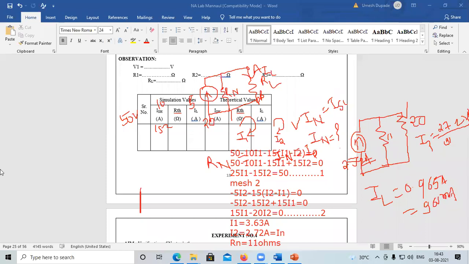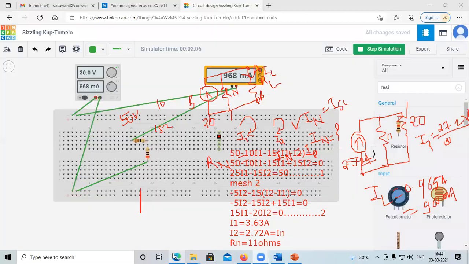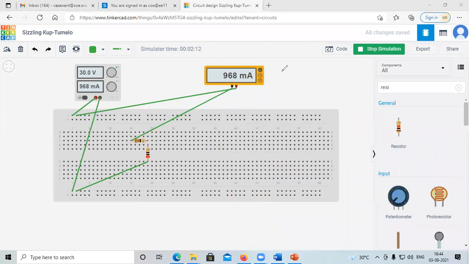Now we want to simulate this experiment. आपल्याला याचा आता सिम्युलेशन करायचंय. So see, I will go through the simulation window. First of all, I will clear all this.